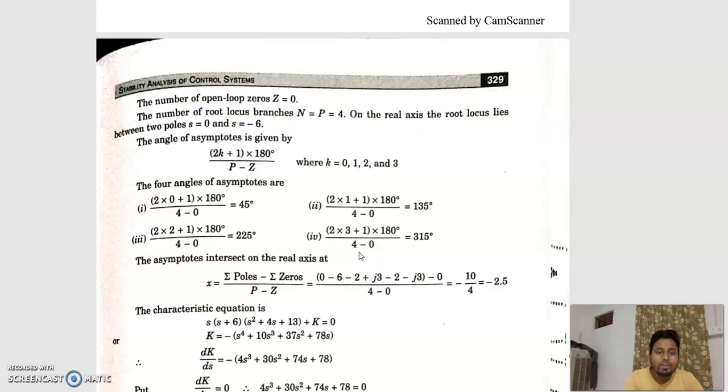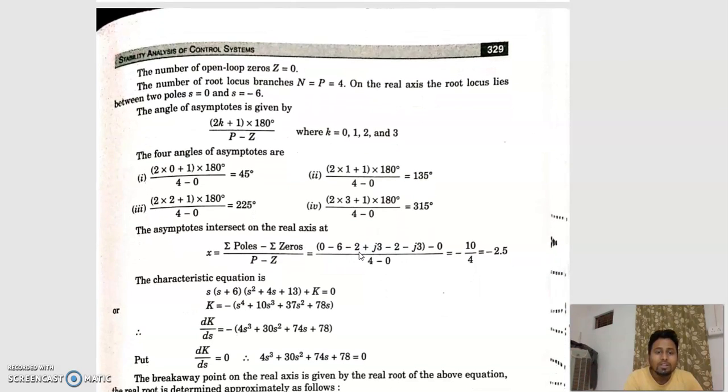Now the angle of asymptotes is given by the relation (2k plus 1) into 180 upon P minus Z, where k goes from 0 up to P minus Z minus 1. Because N is 4, so 4 minus 0 minus 1, that is 3. So small k has different values 0, 1, 2, 3, and by putting all these four values we obtain the angles: first 45, next 135, 225 and 315 degrees.